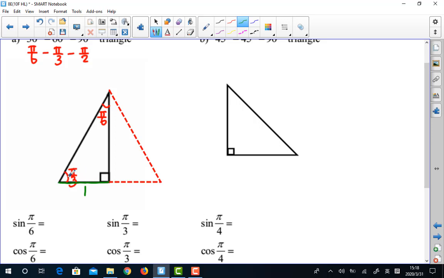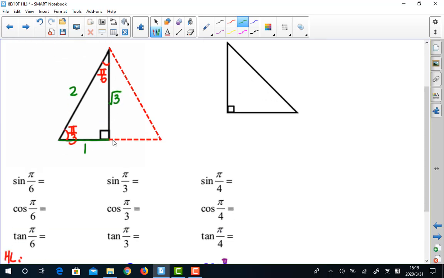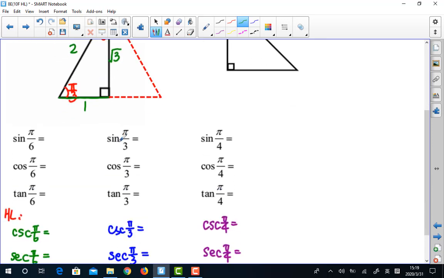Since this side is a half of the hypotenuse, the hypotenuse can be 2. Based on the Pythagorean theorem, I can find this side. It's the square root of 2 squared minus 1 squared. The result is the square root of 3. Then we only need to apply SOHCAHTOA that we learned in Math 10.